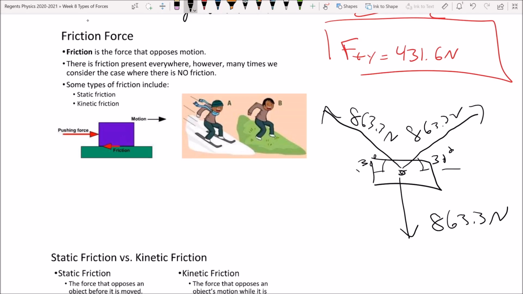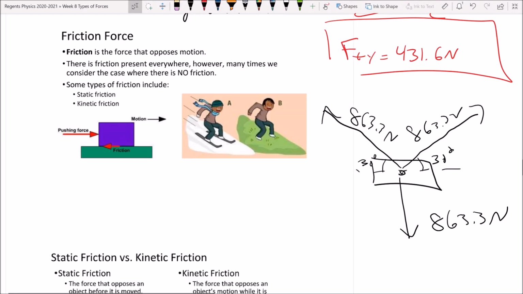However, many times what we do is we consider the case where there is no friction. So a lot of times we ignore friction, or we say we're on a frictionless surface. And the two types of friction that we are going to include here are static friction and kinetic friction.